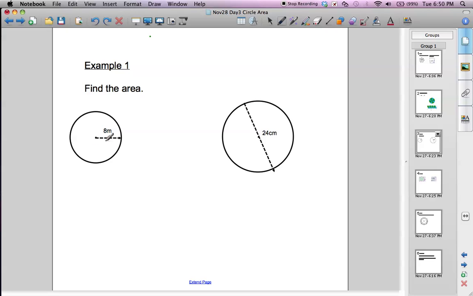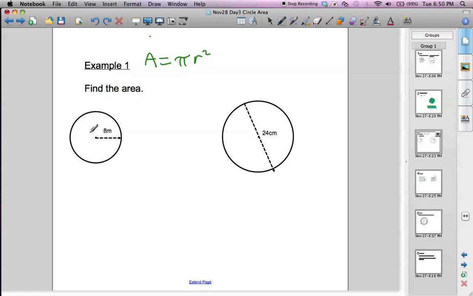Okay, we have this circle here with a radius of 8, and we're going to use the formula for the area of a circle, area equals pi r squared, to find the area of this circle. If you're trying this problem at home, you might want to pause the video right now, try it yourself, and then watch the remainder of the video.